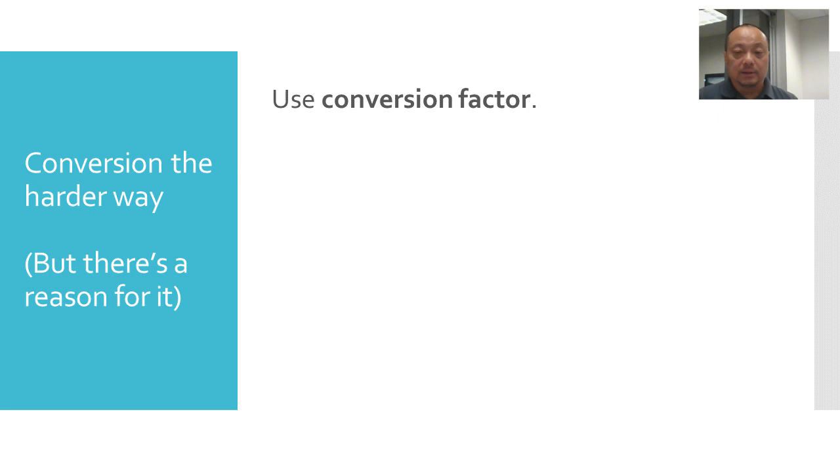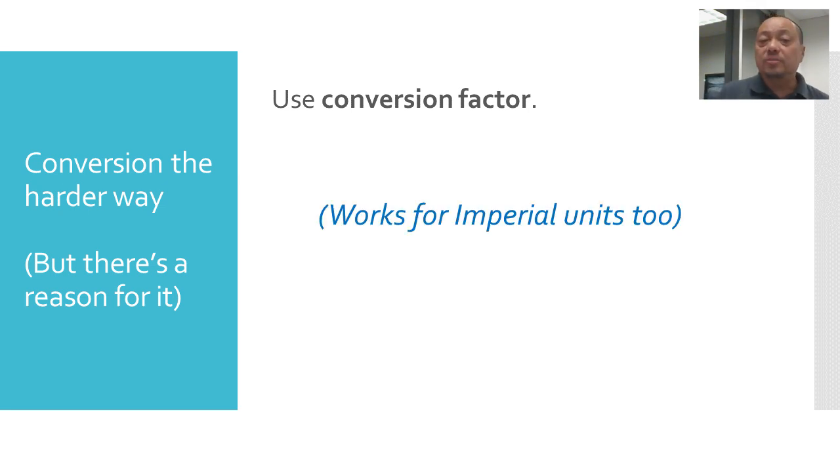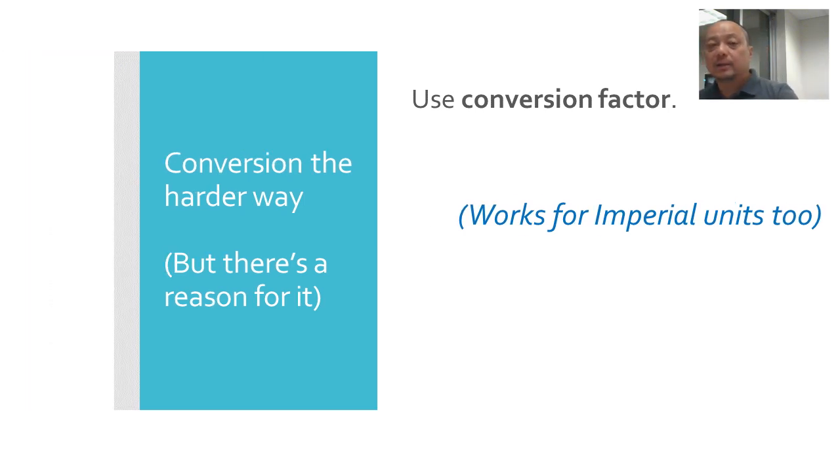Now that we know how to convert the easy way, let me show you how to do conversion the hard way. Wait, what? If there's an easy way, then why are we doing it the hard way? There's a reason for it, and you'll see in a minute. The hard way is to convert using a conversion factor. This method works for all types of units, including the US imperial units. But let's do it for metric.